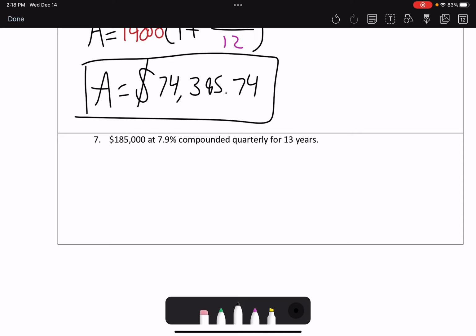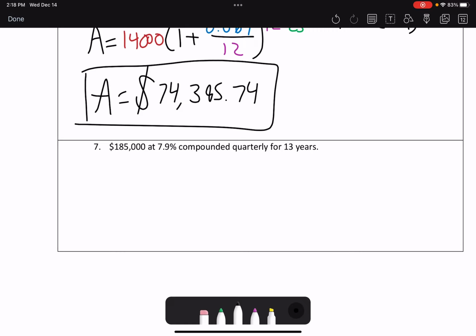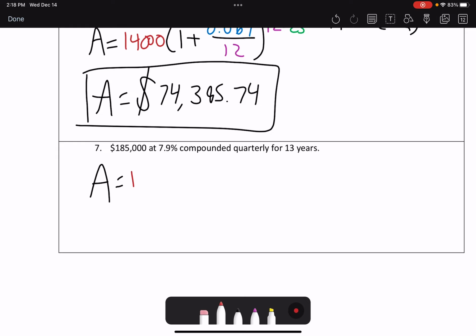Number 7 says I've got an initial value of $185,000 at 7.9% compounded quarterly for 13 years. So I know that my amount after 13 years is going to be equal to my initial value of $185,000 multiplied by 1 plus my rate. So I had 7.9%, divide that by 100. That gives me a rate of 0.079. This is compounded quarterly, so that's going to be an N value of 4. And that's going to be raised to the power of 4. And I'm looking after 13 years, so 4 times 13.